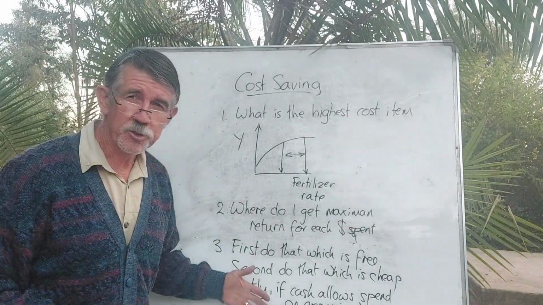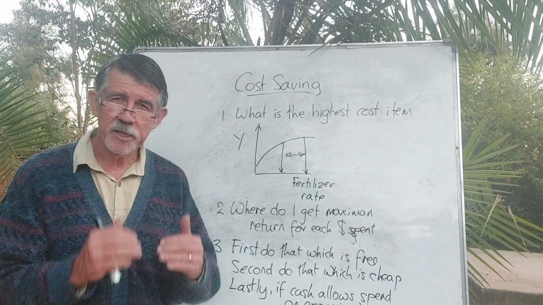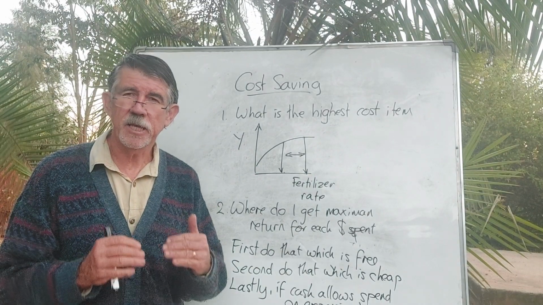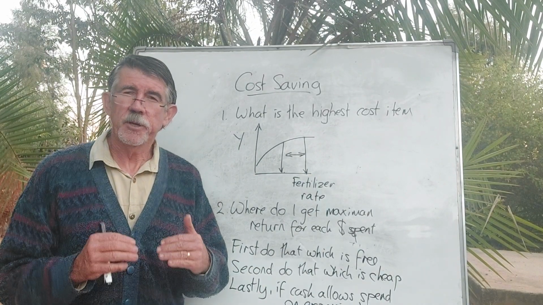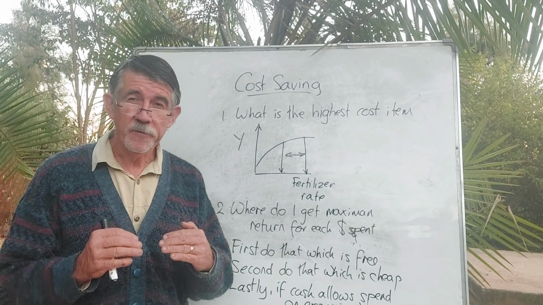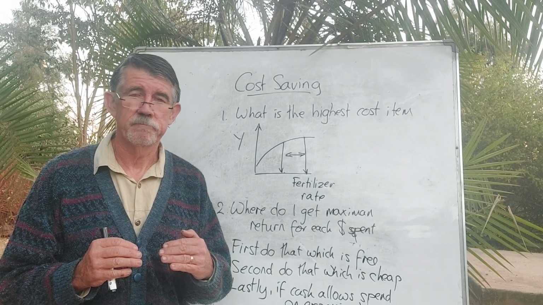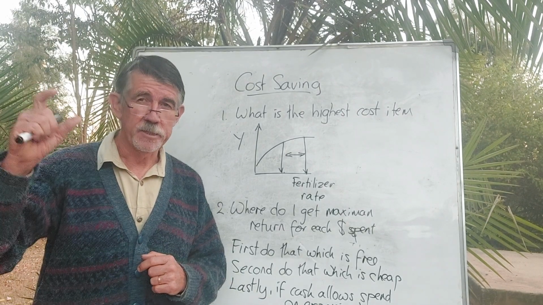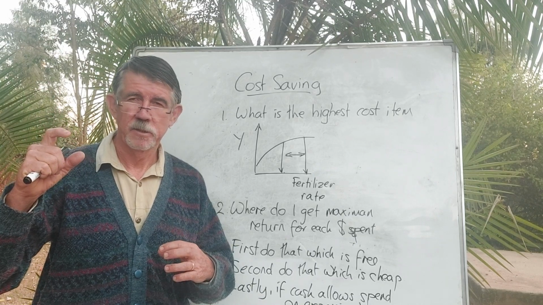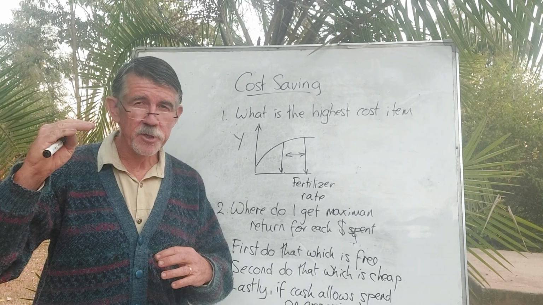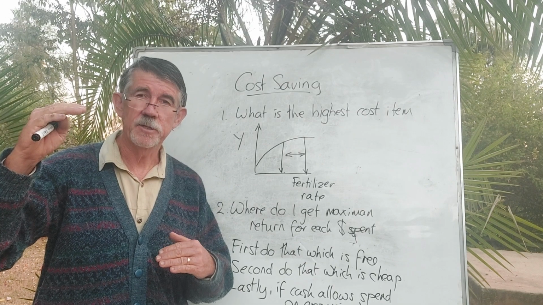So these are ways to look at your costs, find ways to save on your money, save on your costs, because profit, remember the equation, it's income minus costs. You can save on your costs and maintain your income, your profit is going to be bigger.